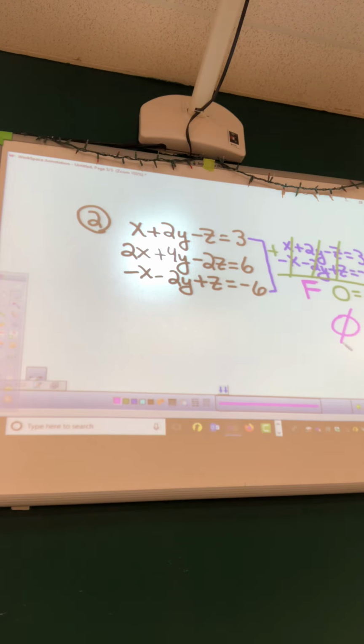Does it happen all the time? Of course not. How do we tell if something is infinitely many? They equal one another. I would have 0 equals 0 or negative 3 equals negative 3. It would be a true statement if it's infinitely many. All right? Let's look at another one.